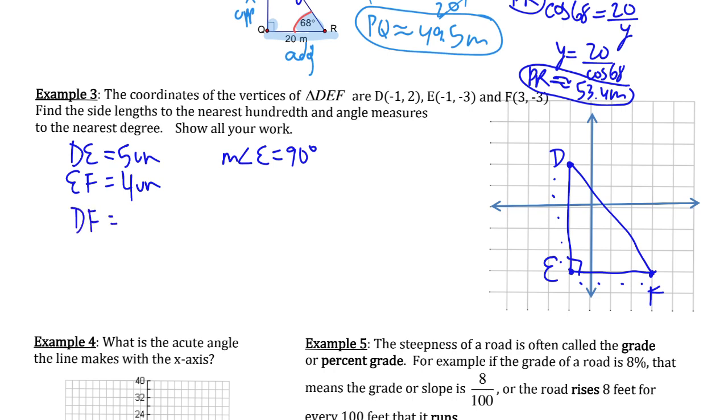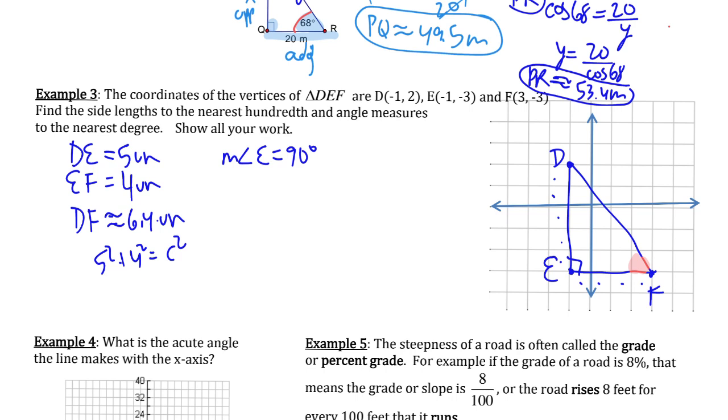To do that, we're going to do 5 squared plus 4 squared equals C squared. If you square those and add them up and then take their square root, you're going to get the value of approximately 6.4. And then to find the measure of the missing angles, let's find the measure of angle F, and then we're going to find the measure of angle D. And we're going to use only given data as we go.